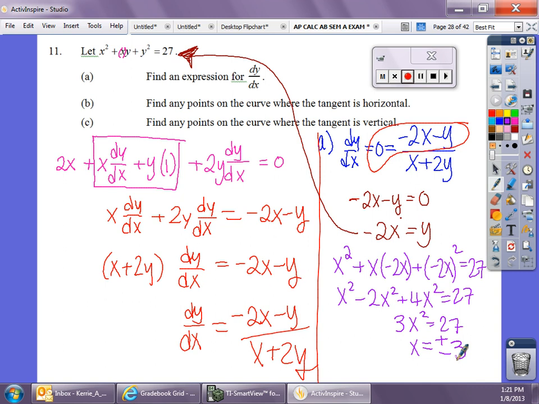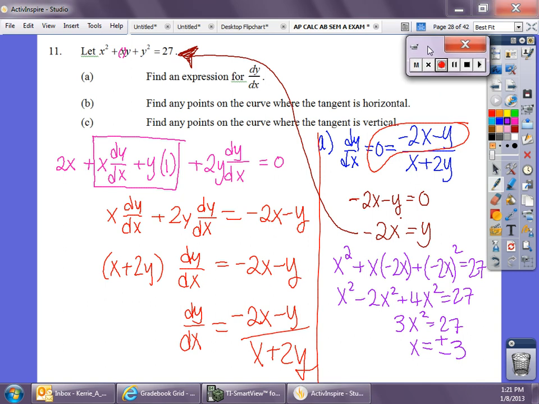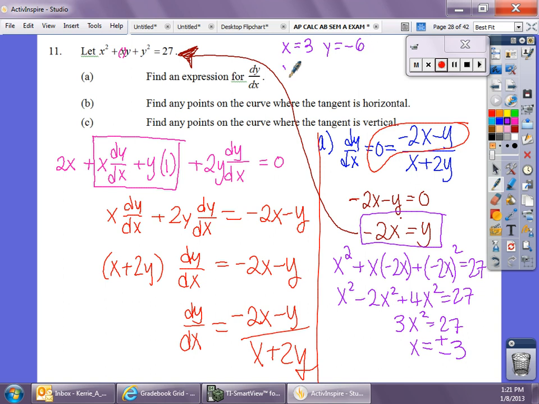If x is equal to positive 3, then y is equal to negative 2x, so negative 6. If x is equal to negative 3, then y is equal to negative 2x, which would make it positive 6.